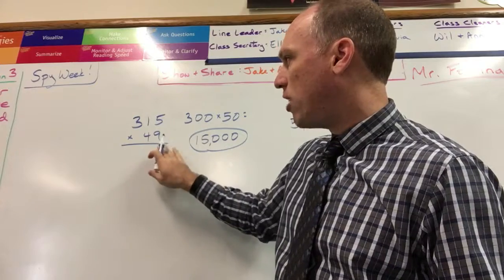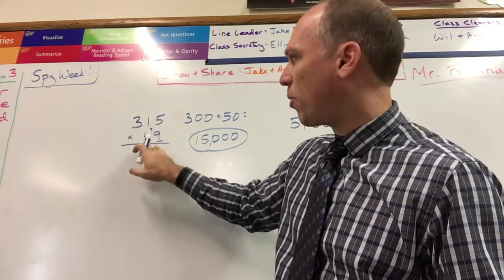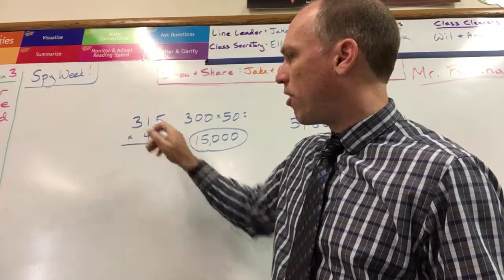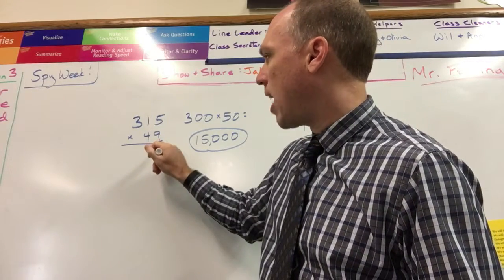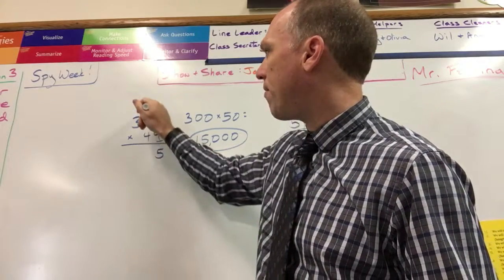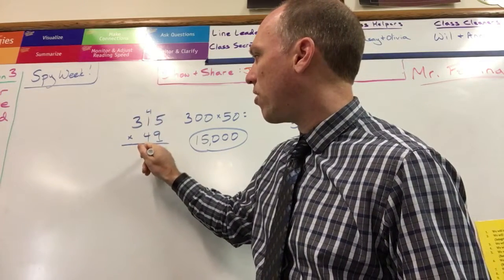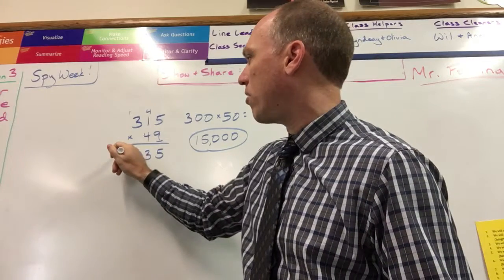To multiply two digits, we multiply the 9 times the 315, and then we're going to multiply the 4, which is really 40, times 315, and we'll add those two to get our final answer. 9 times 5 is 45. 9 times 1 is 9, plus the 4 is 13. 9 times 3 is 27, plus the 1 is 28.